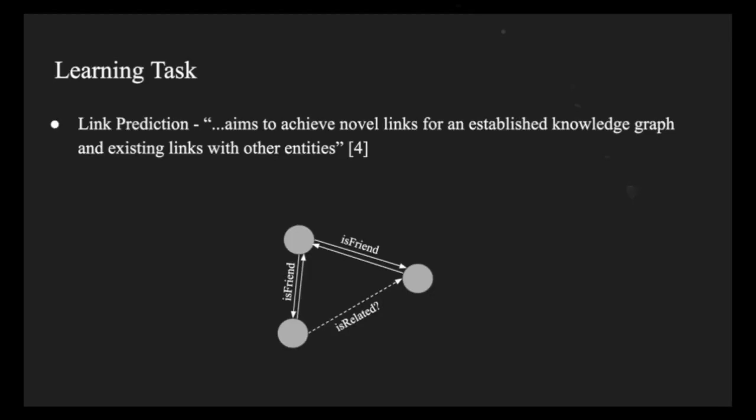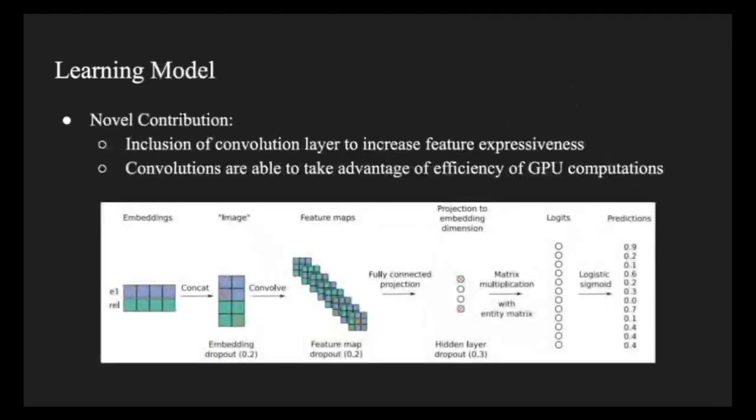So after we have done link prediction, we can then look at our learning model, and this is a model presented by Detmers et al. They advanced the idea of link prediction in the models that have been produced before by including a convolutional layer to increase feature expressiveness.